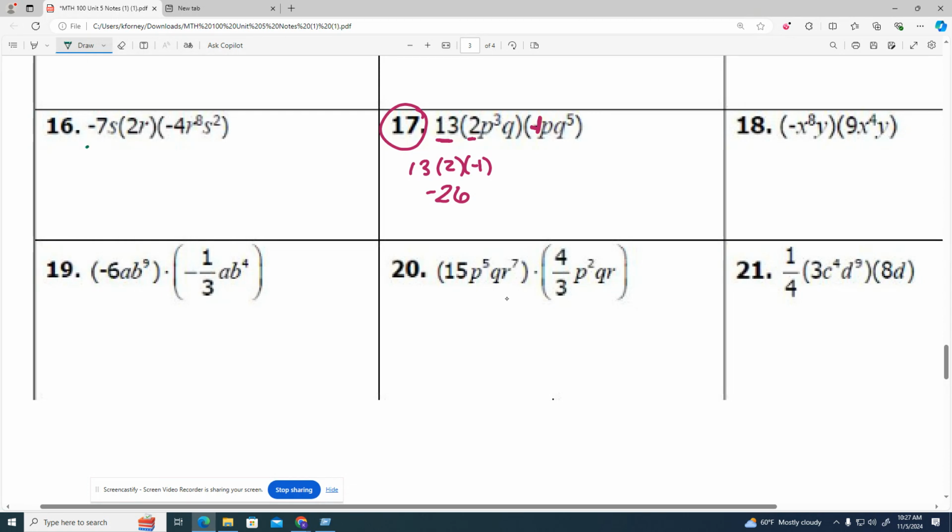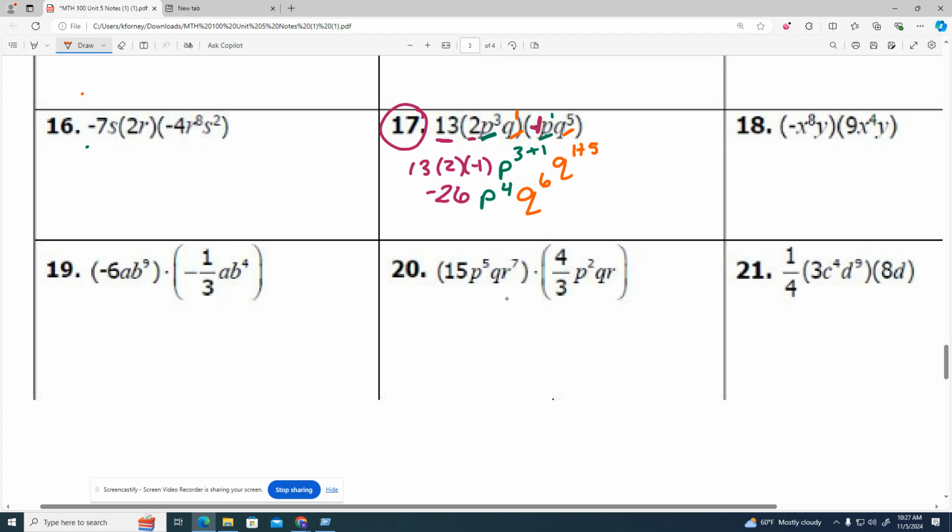Now, when we're looking at our variables in multiplication, what do we do with our variables? Add. So the P is going to have a 3 plus 1, so that's P to the 4th. And for our Q, that's a Q to the 1st and a Q to the 5th, so that's Q to the 1 plus 5, which is Q to the 6th. Okay? You feel good about that?